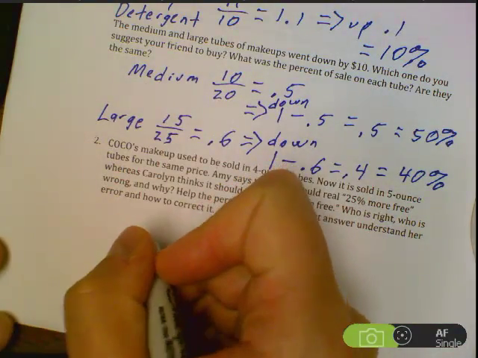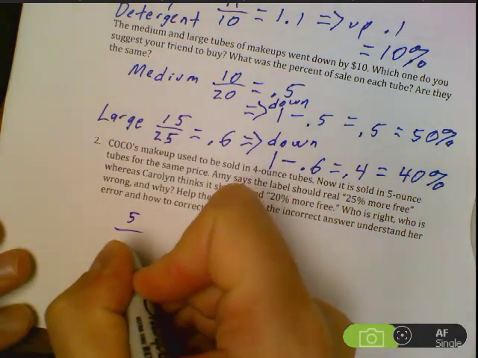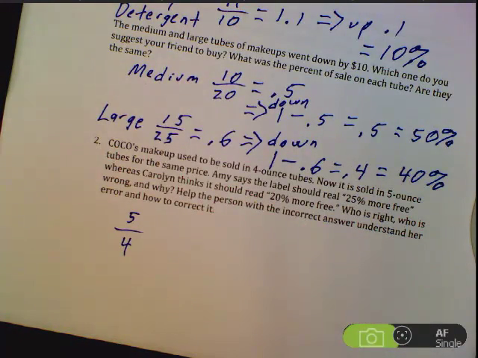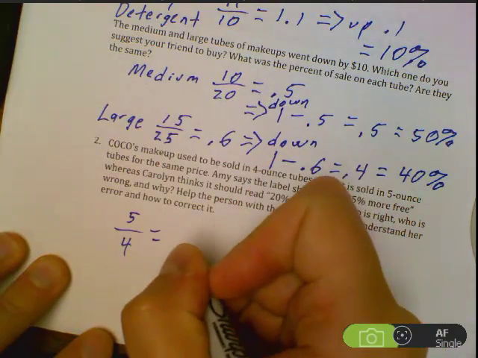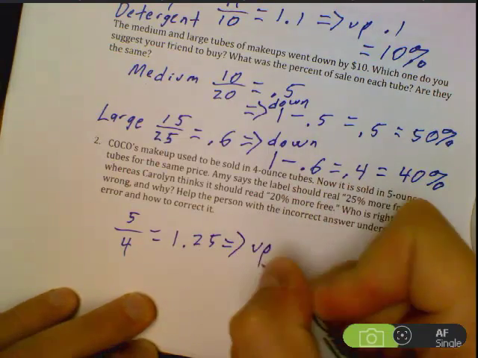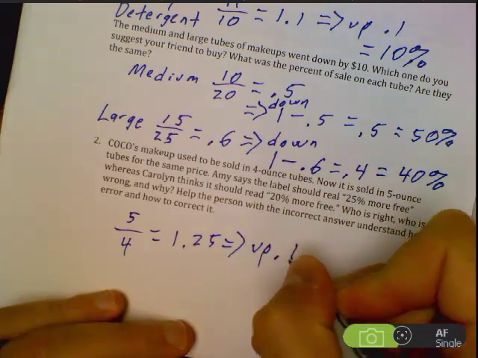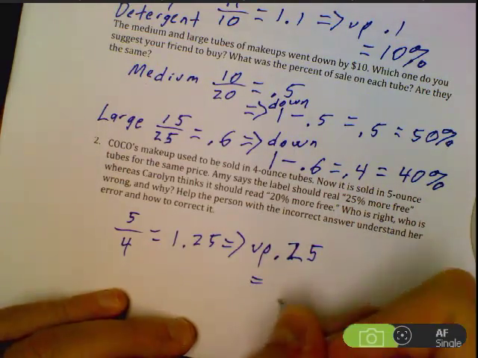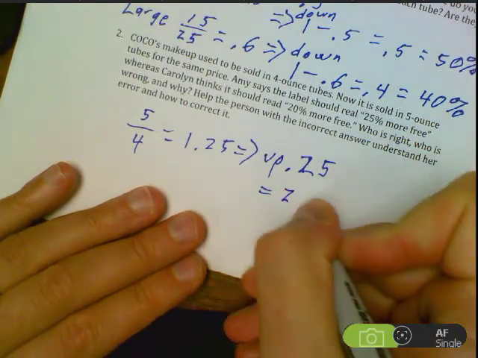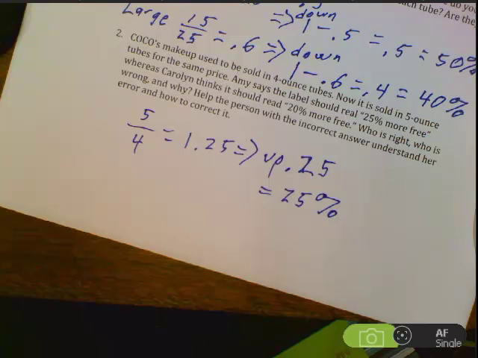So our new amount is 5 and our old value is 4, and this equals 1.25. So this means it went up by 1.25, and you take off the 1, so it went up by 0.25, which equals 25%. So yes, Amy is right, the label should read 25% more free.